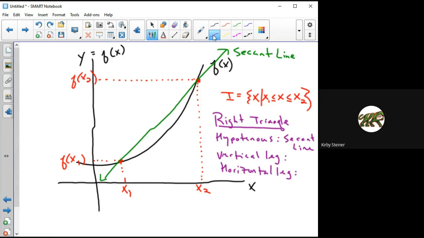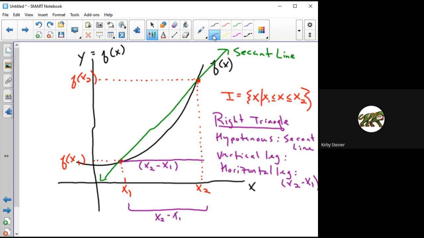Let's look at the horizontal leg first, and we can see that the horizontal leg is the distance x2 minus x1, right? This distance here. This distance x2 minus x1 is the horizontal length of the triangle formed by our interval and the secant line, right? So we can just draw a straight line here. And we'll call this x2 minus x1. So this is our horizontal leg.